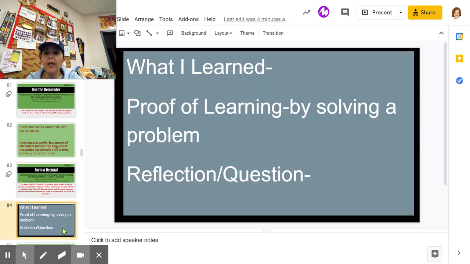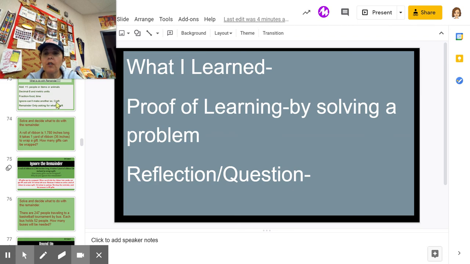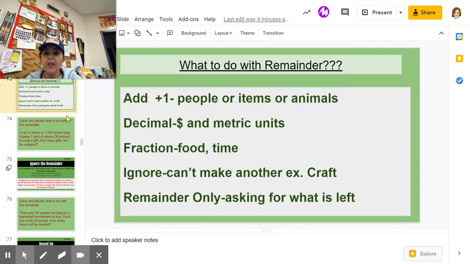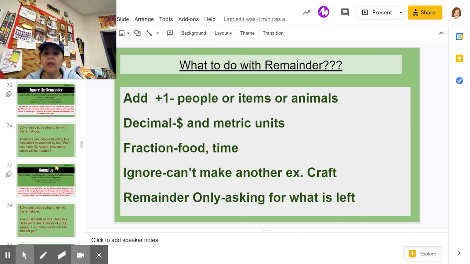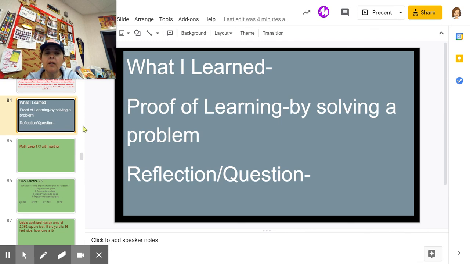Okay, so we learned how to distinguish what to do with the remainder. And don't worry about this. I do have a handout. I will hand it out to you. Don't worry about writing. You're not going to do a proof of learning by solving a problem right now. We're going to do it in class together. So reflection and a question, don't worry about that either. So just what you learned: how to interpret remainders, okay? And that's it.